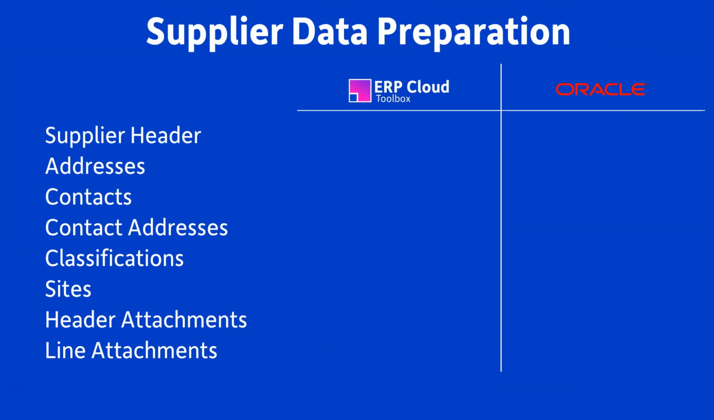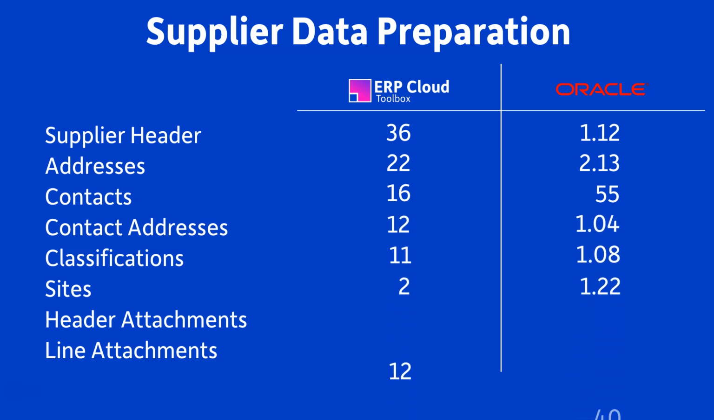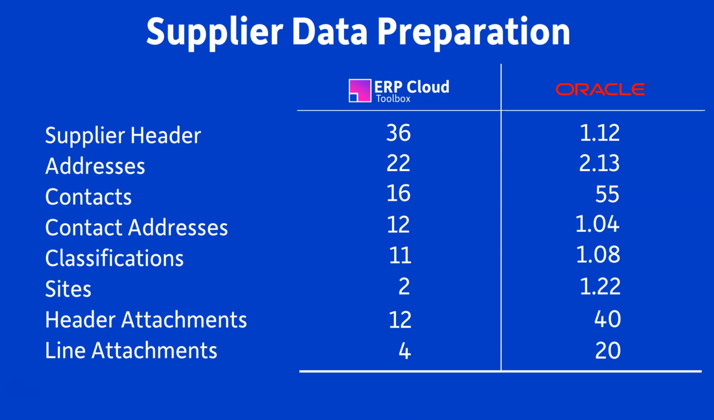If we compare ERP Cloud Toolbox with Oracle, the supplier header took 36 seconds versus 1 minute 12. Addresses 22 seconds versus 2 minutes and 13. Contacts at 16 seconds for Oracle 55. And as you can see from the rest of the results, it's overwhelmingly in favour of MorphReps. So if we take a look at the totals, you can see MorphReps is quicker than FBDI.